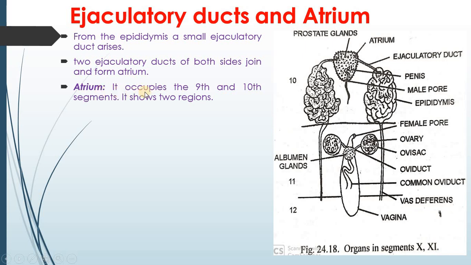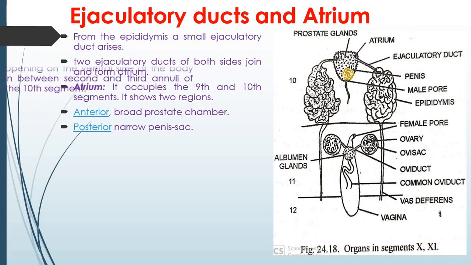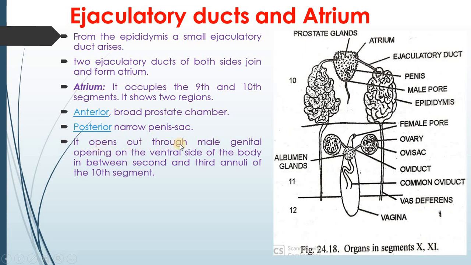Atrium. It occupies the 9th and the 10th segments and shows two regions. This is the atrium part, which shows two regions: the anterior broad prostate chamber in which prostate gland is present, and the posterior narrow part which contains the penis. It opens out through male genital opening on the ventral side of the body in between the second and the third annuli of the 10th segment.